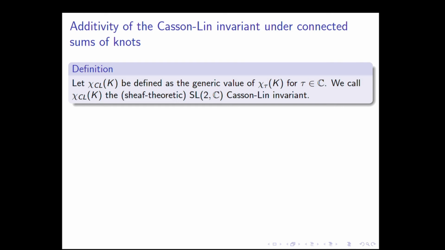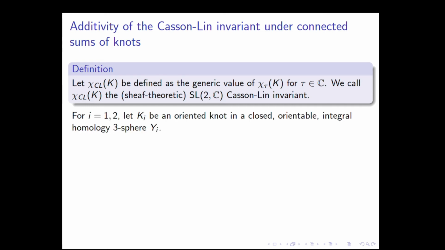So first we need to define what we call the sheaf-theoretic SL2C Casson-Lin invariant. We define it to be the generic value of the tau-weighted Casson-Lin invariant. So remember, at each value of tau we defined the Euler characteristic of HP tau as the tau-weighted SL2 Casson-Lin invariant, and then we proved that actually all these quantities are generically independent of that number tau. So let's call that generic value some number that we associate to our knot, the Casson-Lin invariant.